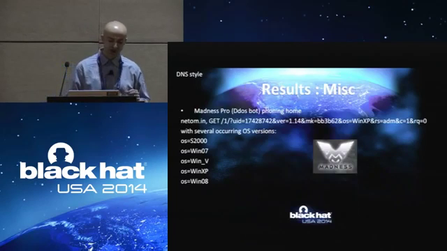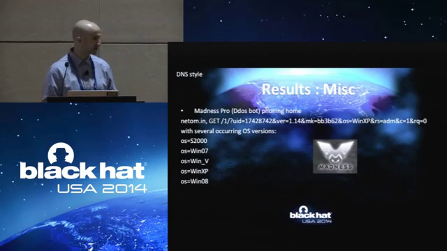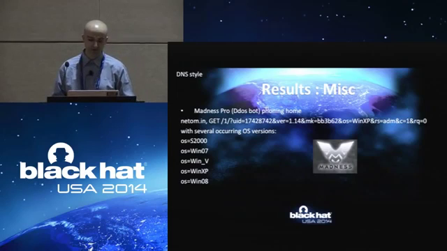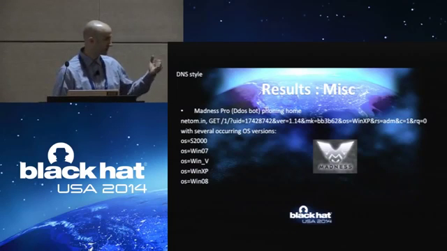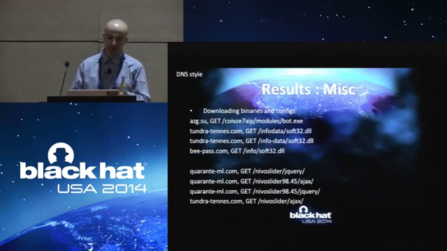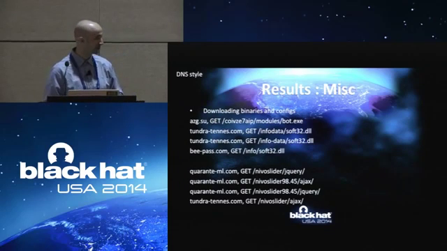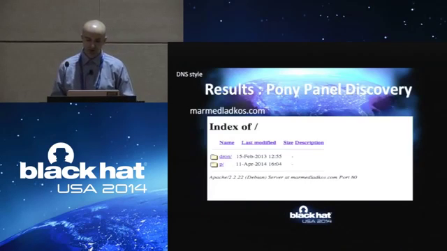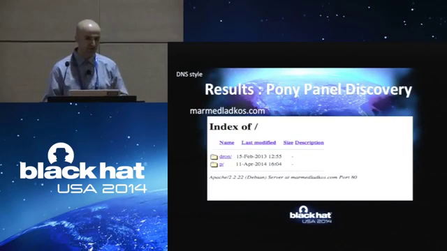And then an interesting case was this DDoS bot, Madness Pro. So it was using one of these domains and it was announcing itself. Here we can see that it's announcing the operating system it's running. Then a few other examples of downloading binaries and configs from some of these fast flux domains. Now we did some more research and we found that one of these domains was also hosting a Pony panel.